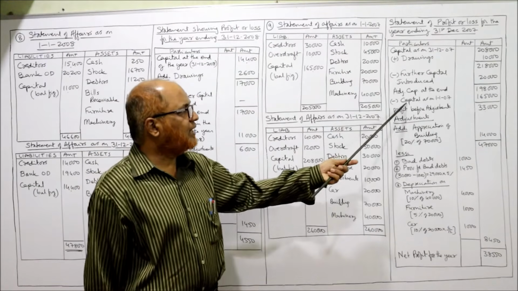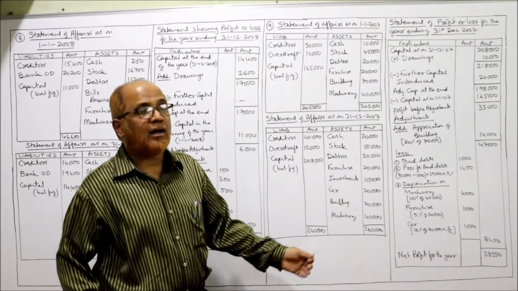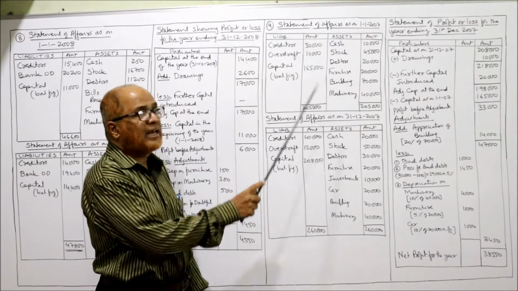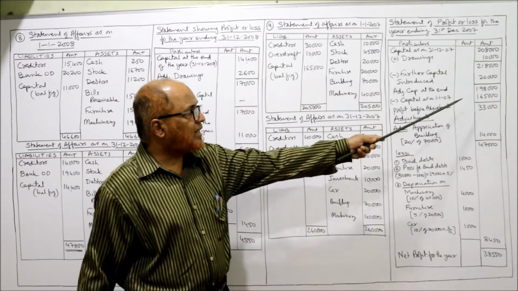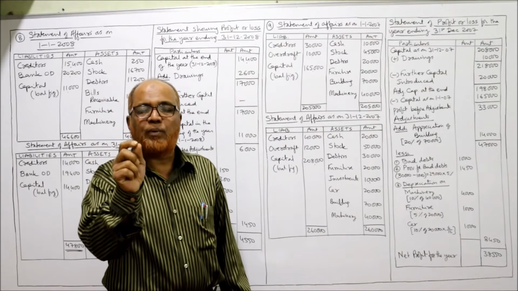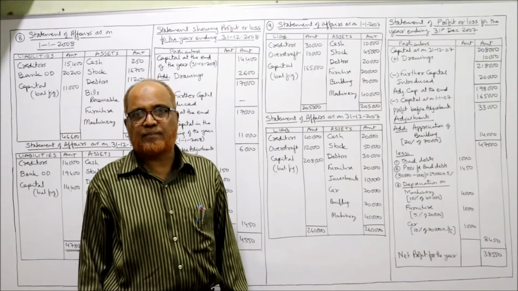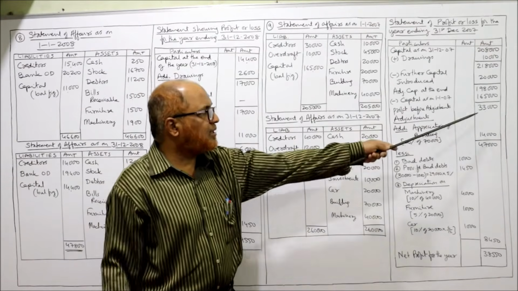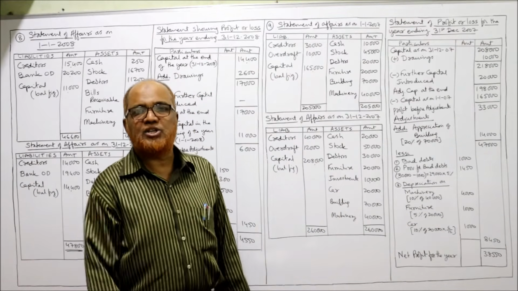From this we deduct the capital at the beginning of the year. How much is the capital at the beginning of the year? 1,65,000. Deduct 1,65,000. 33,000 rupees is the net profit before adjustment. Before adjustment, profit is 33,000. Now we'll make the adjustments.